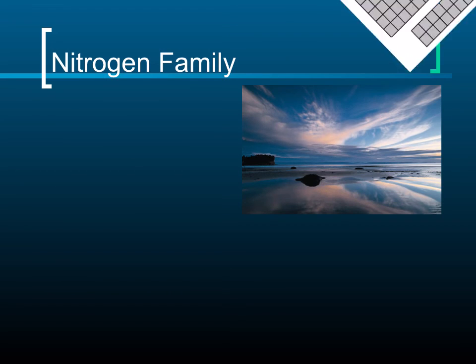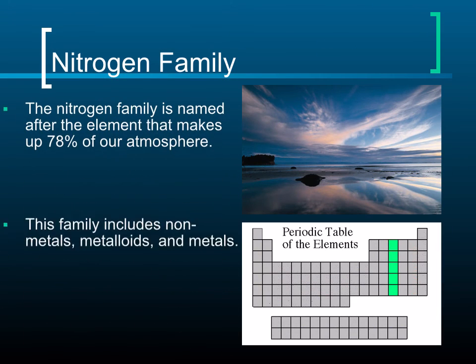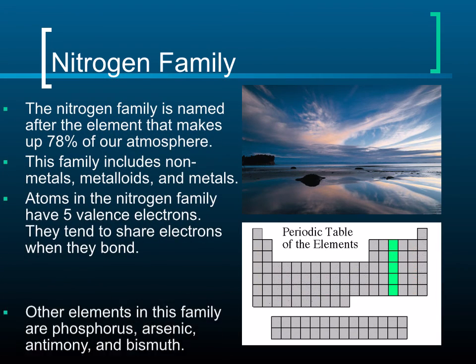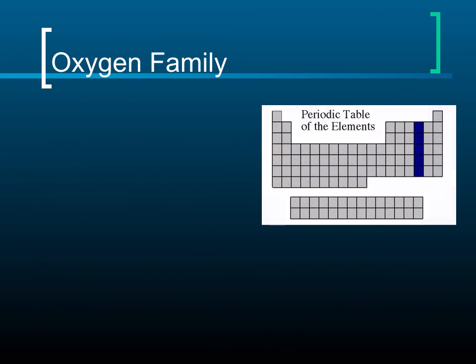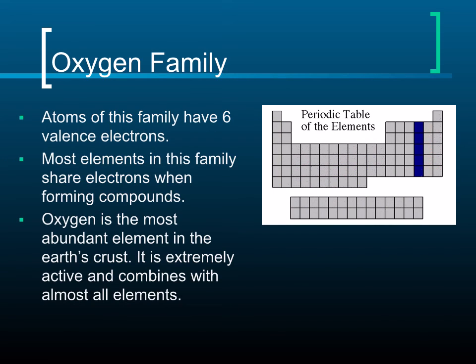The next is the nitrogen family, again the top element in this bright green group. It has nonmetals, metalloids, and metals, and everything has 5 valence electrons. So they tend to share electrons when they bond because it's mostly nonmetals. The oxygen family, these are also called chalcogens. Everything in this group has 6 valence electrons, and they share electrons in forming compounds. All of these are nonmetals.